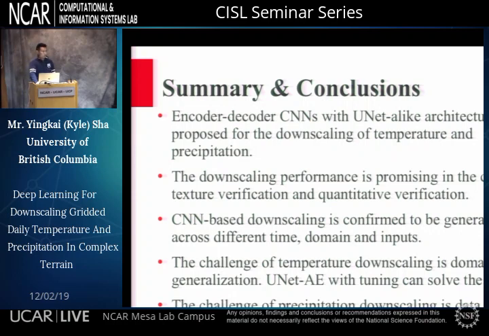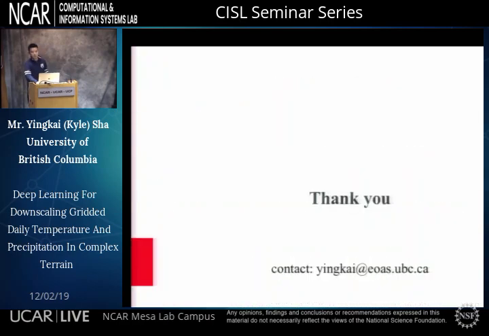And finally, different downscaling targets have different challenges. For temperature downscaling, one of the challenges is the domain-level generalization for preserving high-resolution details. And for this part, we use a unit with an autoencoder on high-resolution elevation tuning to solve the problem. And then for the challenge of precipitation downscaling, it's mostly data sparsity. And here, the borrowed idea of nest units is doing better than the original unit, which means it makes a difference. And this is the end of my presentation.